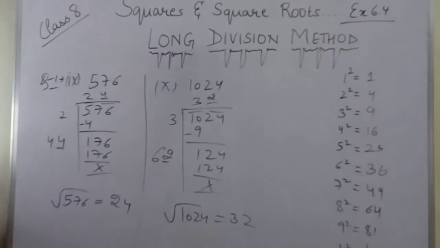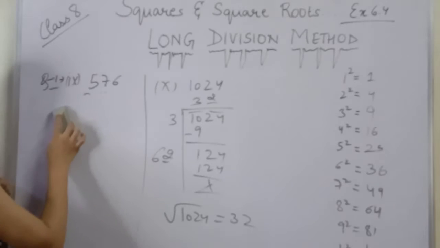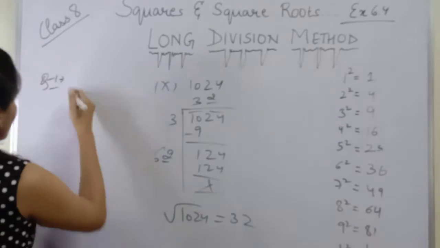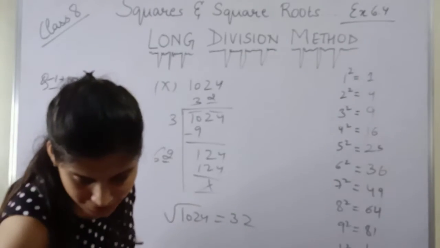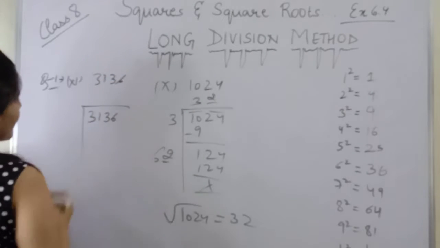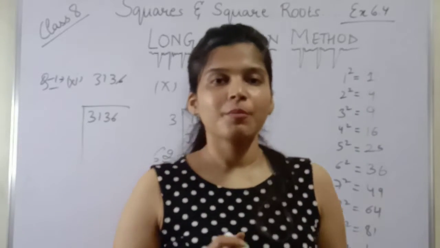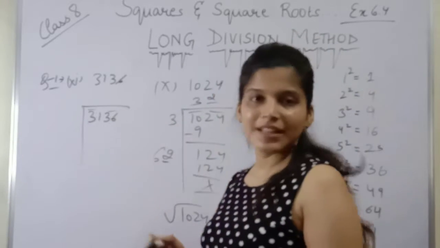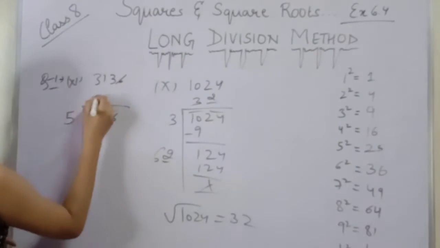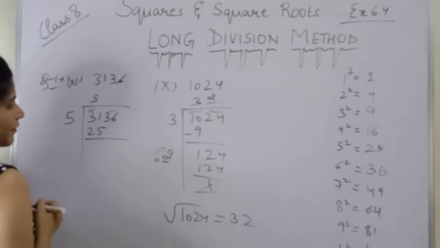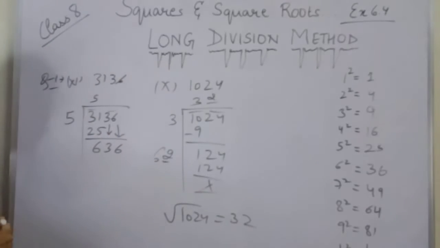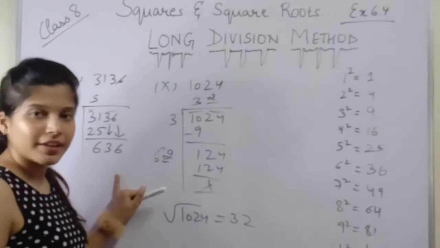This was the 10th part. Now let's come to the 11th part. We have in total 12 parts in this question. The 11th part is 3136. 3136 is a number, and now we have to make pairs. 36 is one pair, 31 is one pair, and 25 is the nearest perfect square. So 5 5s are 25. 31 minus 25 is 6, and 36 we have written as it is.